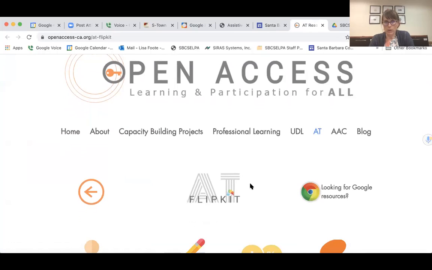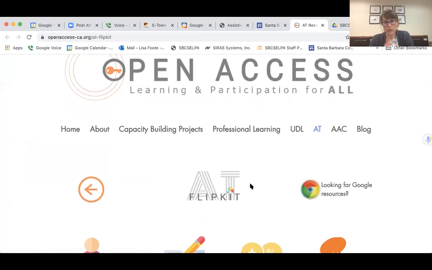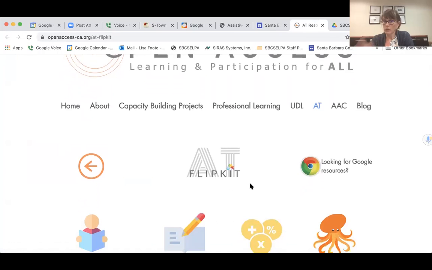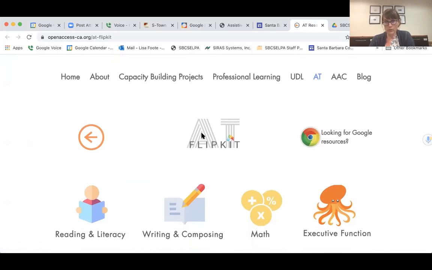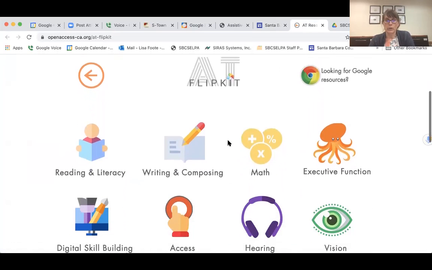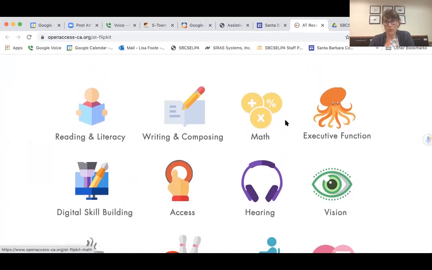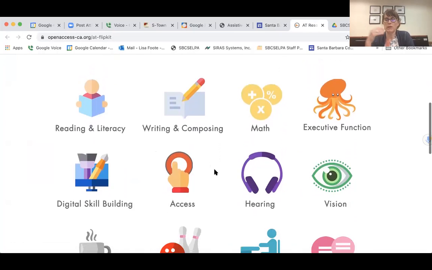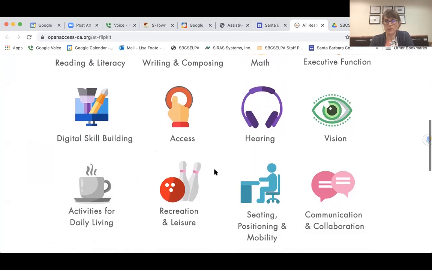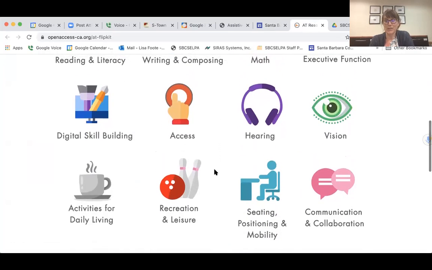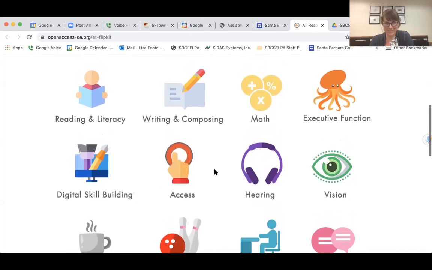I just talked to the director of the open access program the other day, and she said we've curated all this stuff for everybody to use, and we'll continue to curate it. So I didn't have to curate something because here it is. It's called a flip kit. You can look here, they've got all the same areas. So somebody shout out an area you want to look up for assistive technology. I can't see you, so just anyone yell out.